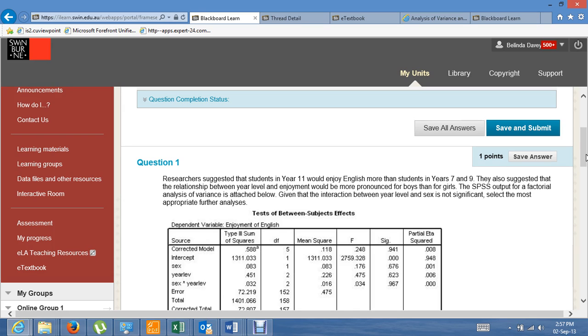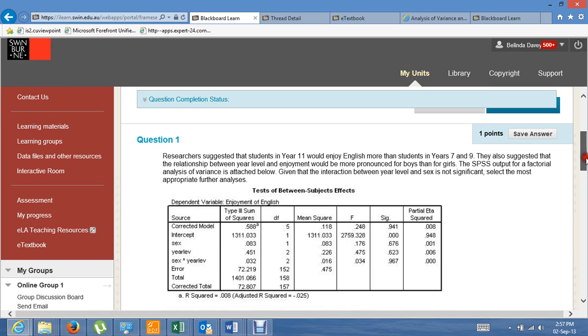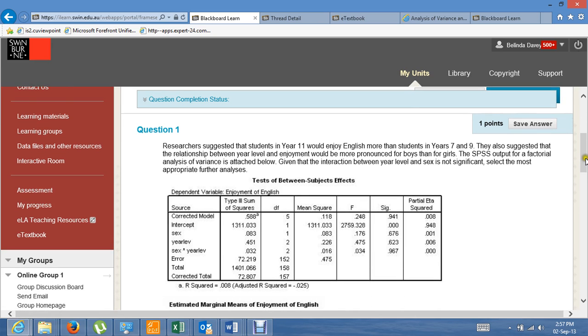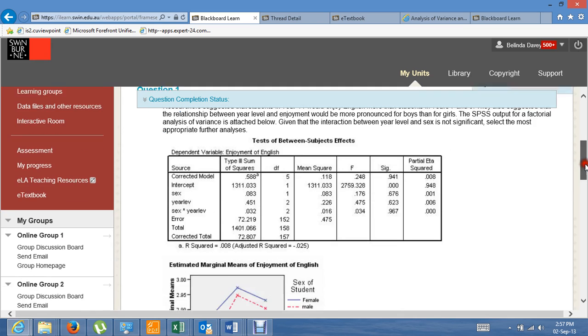There will be a difference in the relationship between year level and the DV. For boys and girls, the relationship will be different. So the SPSS output for a factorial analysis of variance is attached. Given that the interaction between year level and sex is not significant, select the most appropriate further analyses.